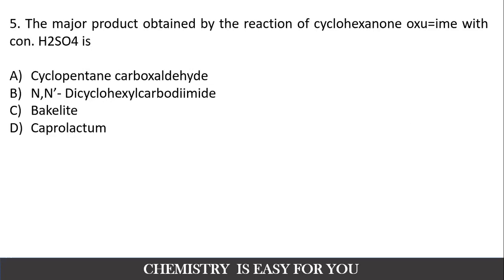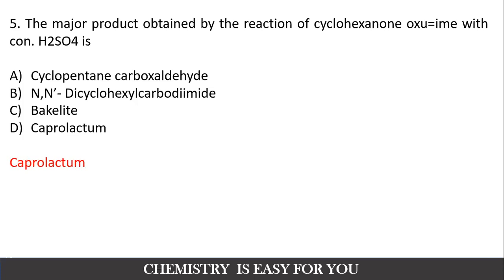And the fifth question. The major product obtained by the reaction of cyclohexanone oxime, sorry for the mistake here, this is cyclohexanone oxime, with concentrated H2SO4 is. So we have four options here: cyclopentane carboxaldehyde, N,N-dicyclohexyl carbodiimide, bakelite, and caprolactam. So our answer is caprolactam.